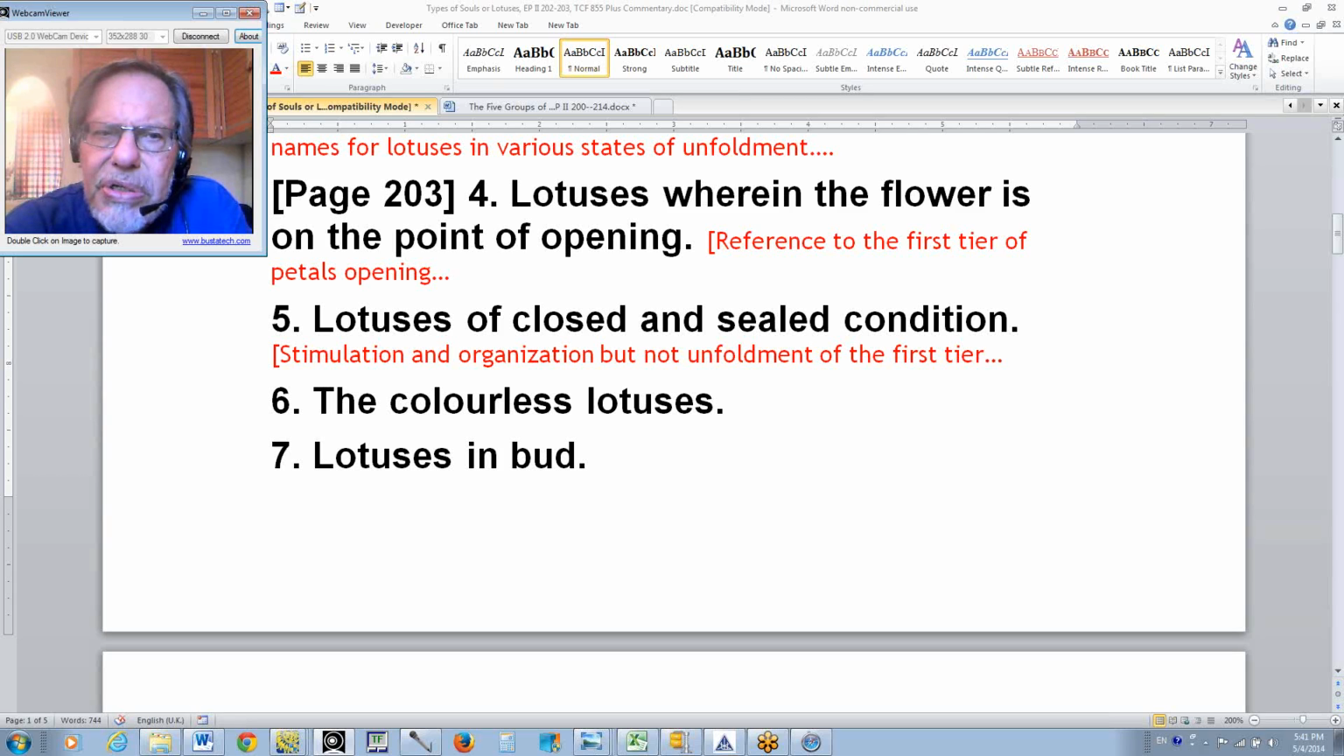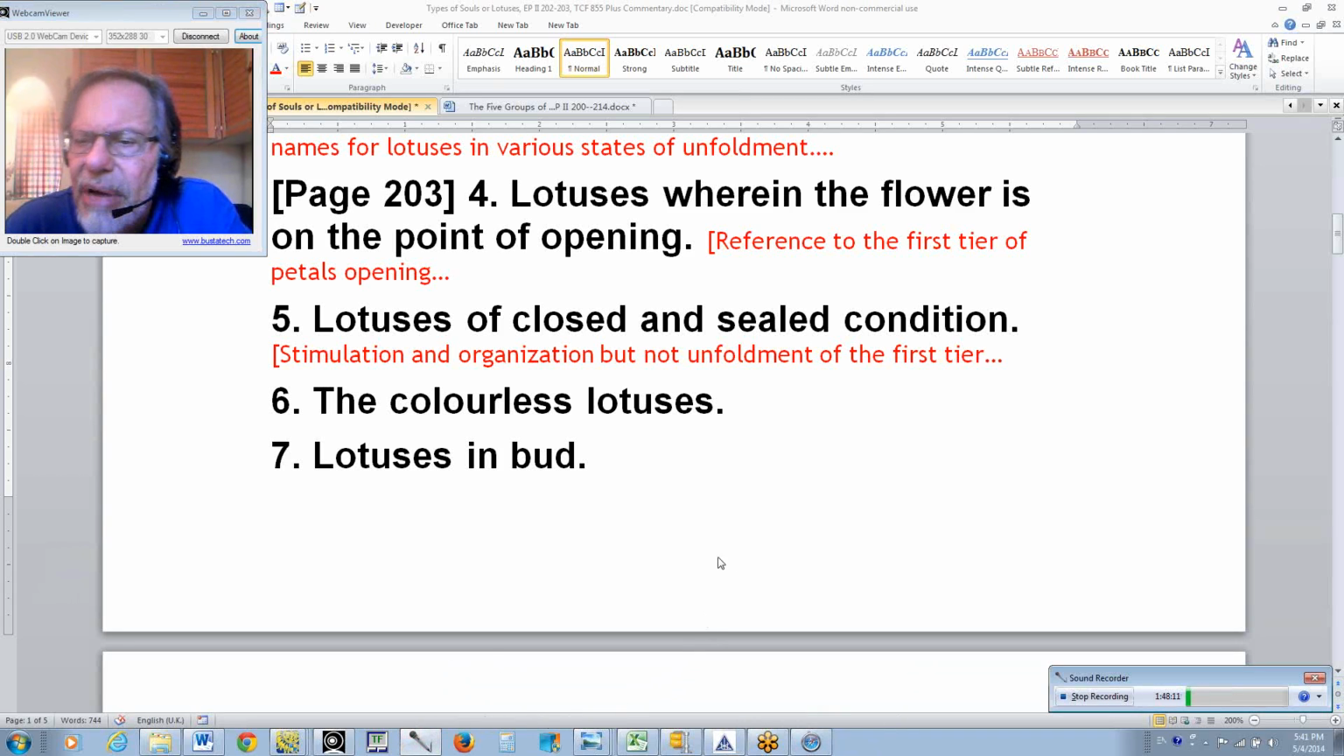The colorless lotuses, this has to do with the creation of the egoic lotus. But now it has to unfold somewhat, even though there's not much color of quality and capacity built into it. So it's a very early stage, and the lotuses in bud are there from the very beginning. When the monad and solar angels have cooperated, at least in our chain, in the creation of the egoic lotus, it starts out in bud, and there's no unfoldment.